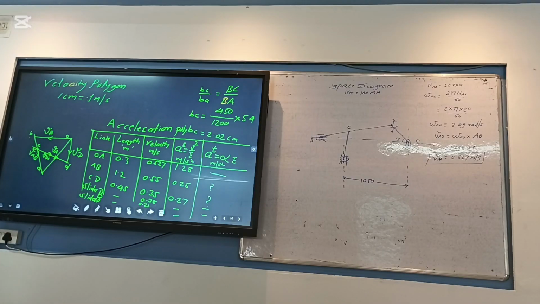Now I am beginning with the acceleration diagram. कोई डाउट यहाँ पे? Any doubt? नो आए? ये टेबल लिख लिया आपने? लिख लिया क्या? मुझे लगने वाला है बाद में वैल्यू. लिख लिया ना आपने?